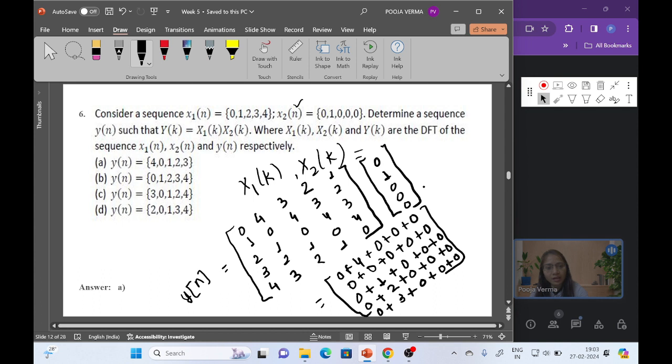Now add these sequences, then you will get y of n. So here 4 only, and then 0, 1, 2, and 3, because all the parts are 0, 1, 2, and 3. So the sequence y of n is 4, 0, 1, 2, and 3. So that option is the correct answer. Have you got this question, or do you have any doubt?